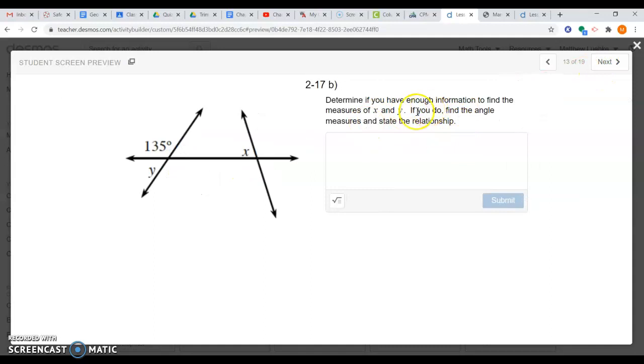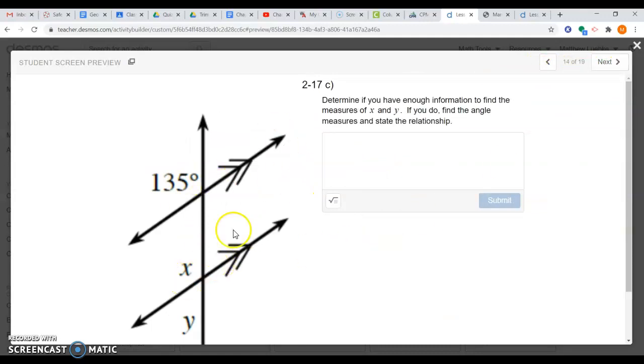Here, determine if we have enough information to find X and Y. Now, this one might not have enough information because we don't have parallel lines, and we know for it to be a transversal needs to cut through parallel lines. So if you can find an answer for X and for Y, try to. If you cannot, then there's a possibility that there is no answer.